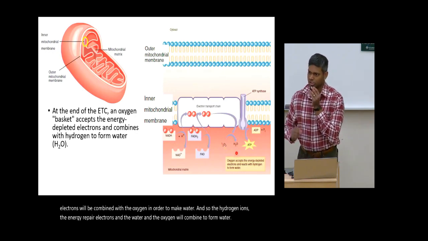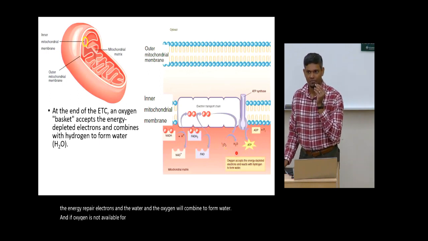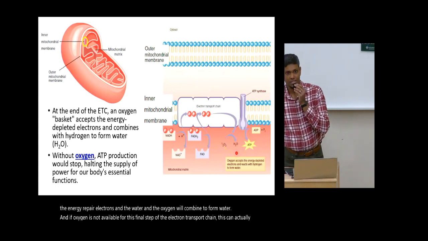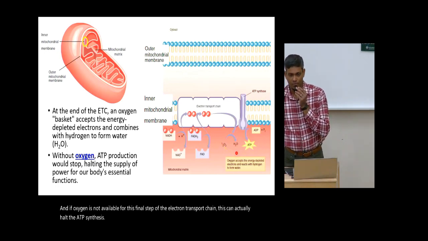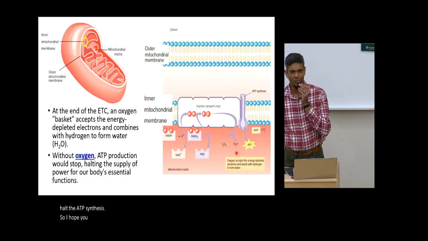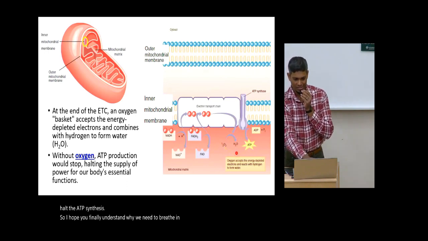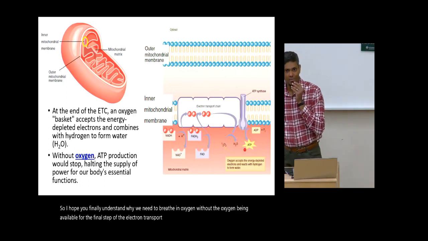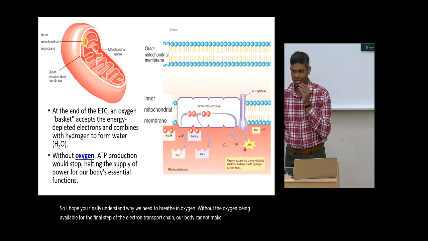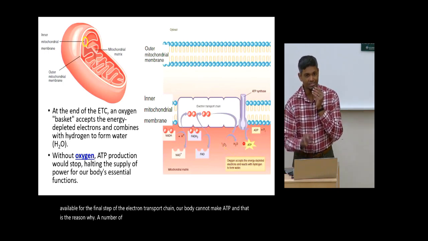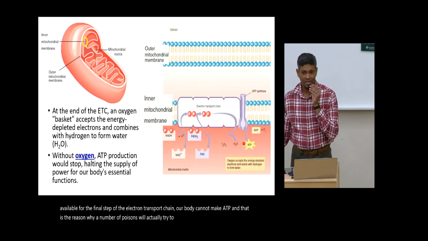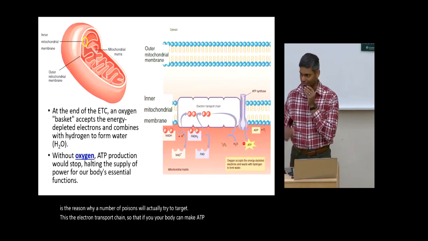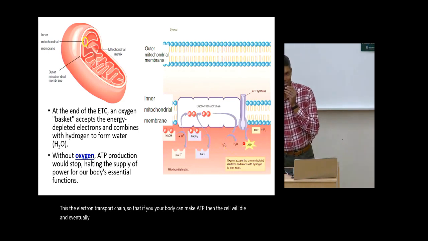And if oxygen is not available for this final step of the electron transport chain, this can actually halt the ATP synthesis. So I hope you finally understand why we need to breathe in oxygen. Without the oxygen being available for the final step of the electron transport chain, our body cannot make ATP, and that is the reason why a number of poisons will actually try to target the electron transport chain, so that if your body cannot make ATP, then the cell will die and eventually the person will die as well.